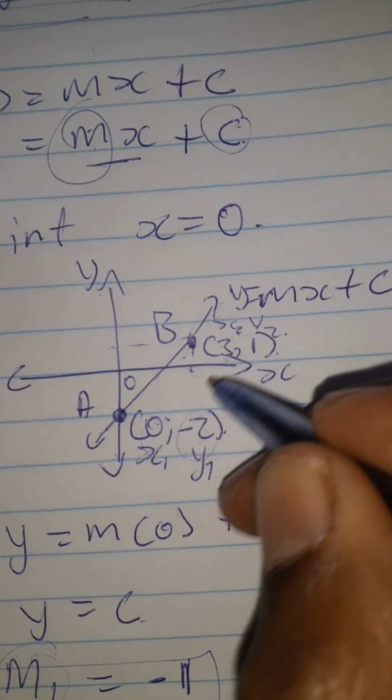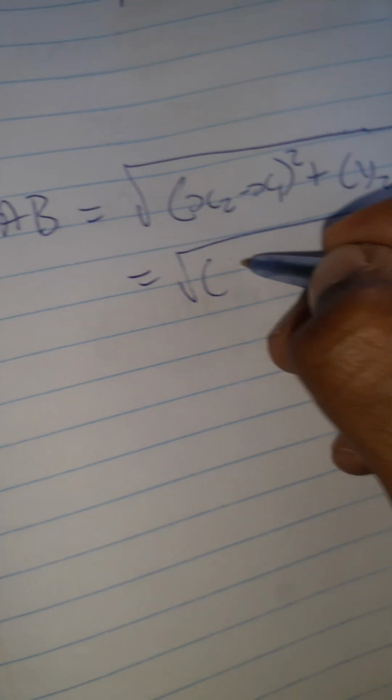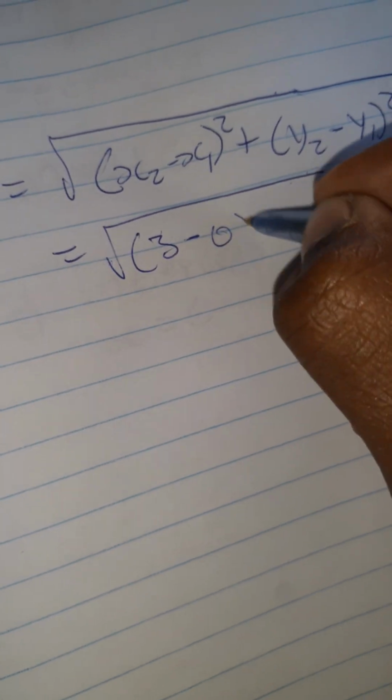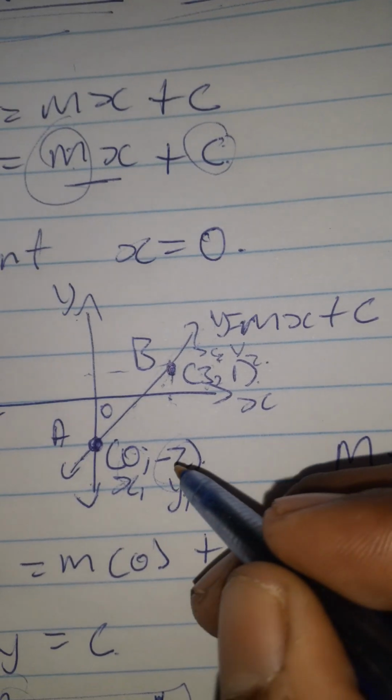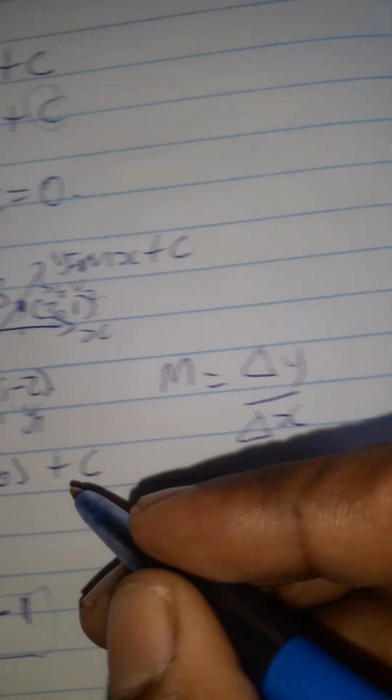We are going to have the square root of what? The square root of x2. We said x2 is 3, subtract x1, which we said is 0, squared, plus y2, which is 1, and then y1 is negative 2.